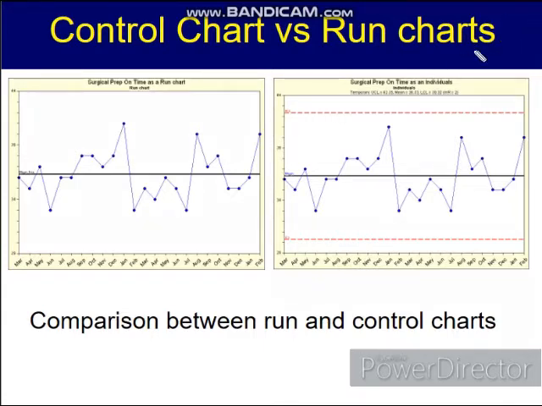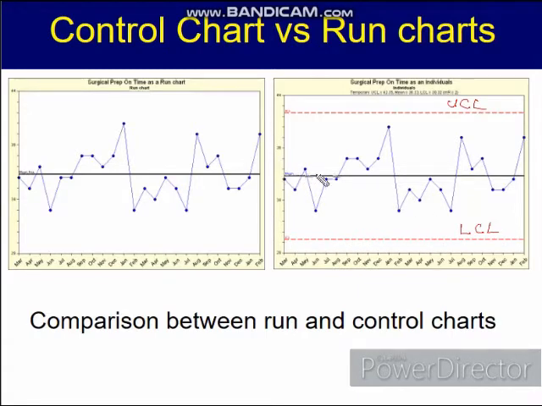Basically, that's designated by UCL, upper control limit. And there is another line at the bottom of the graph called the lower control limit. So to convert run charts into control charts, you need to do some calculations, some analysis to develop these two lines. One is the upper control limit, the lower one is the lower control limit.